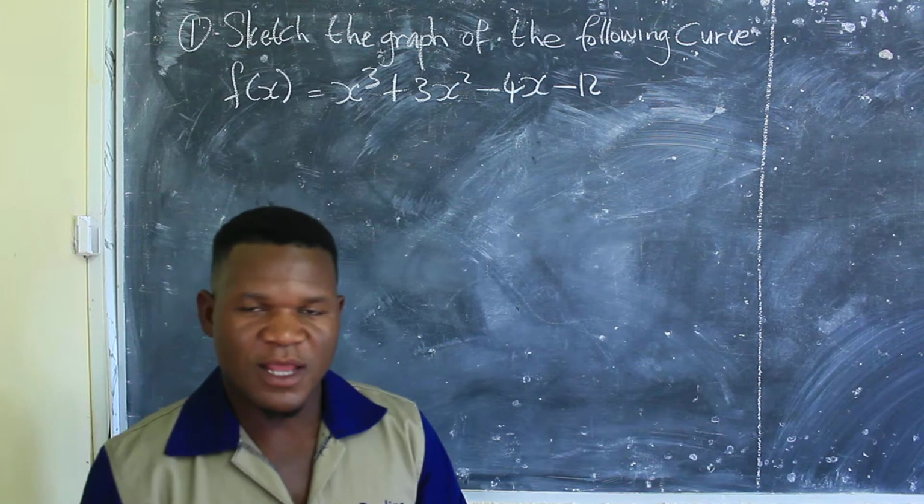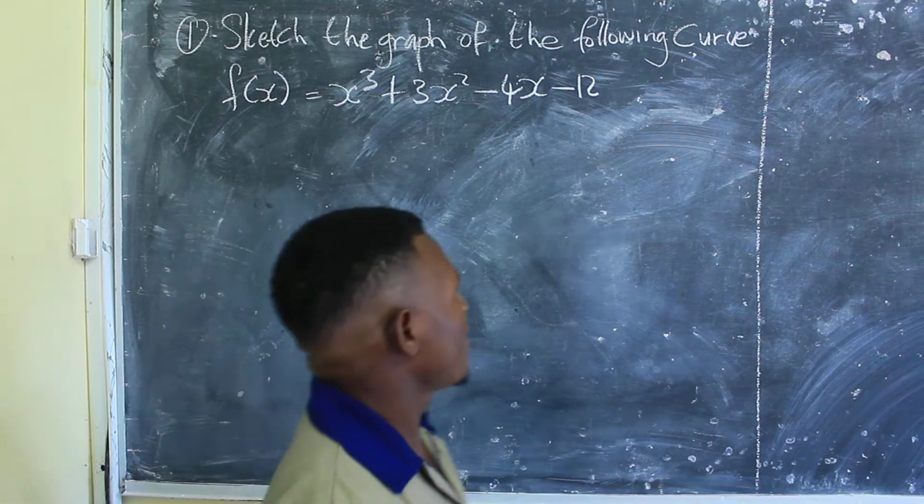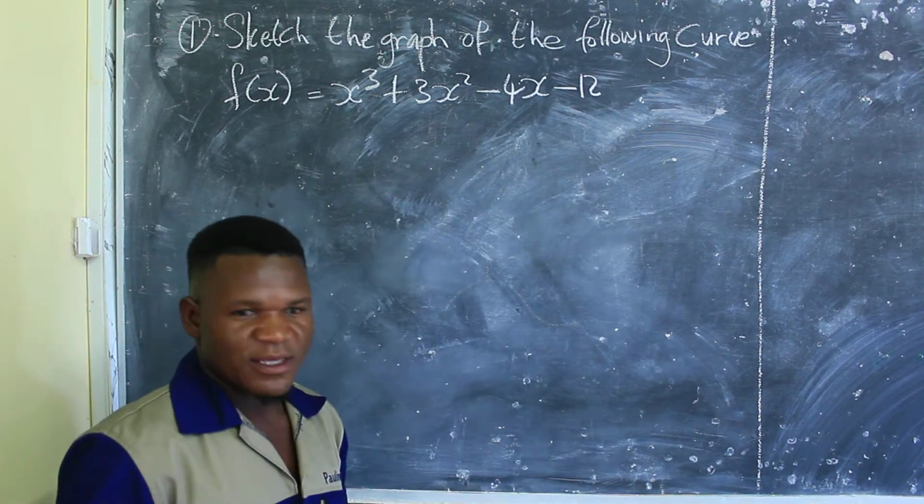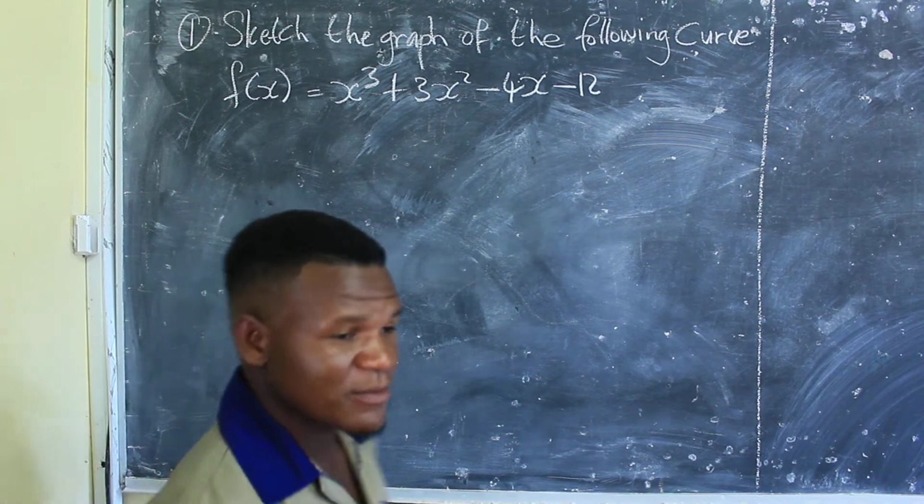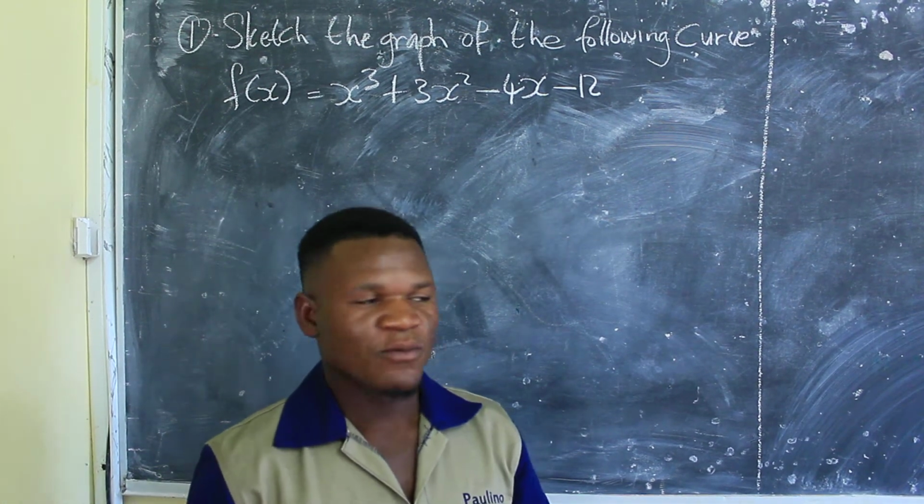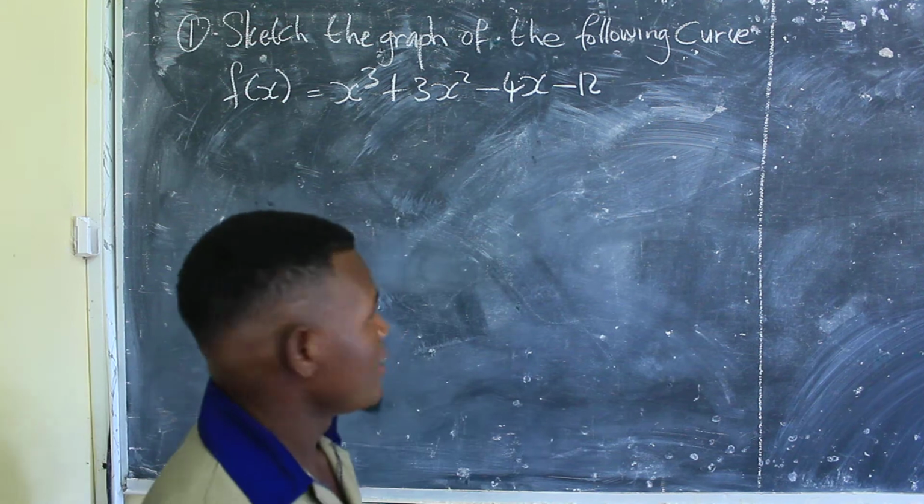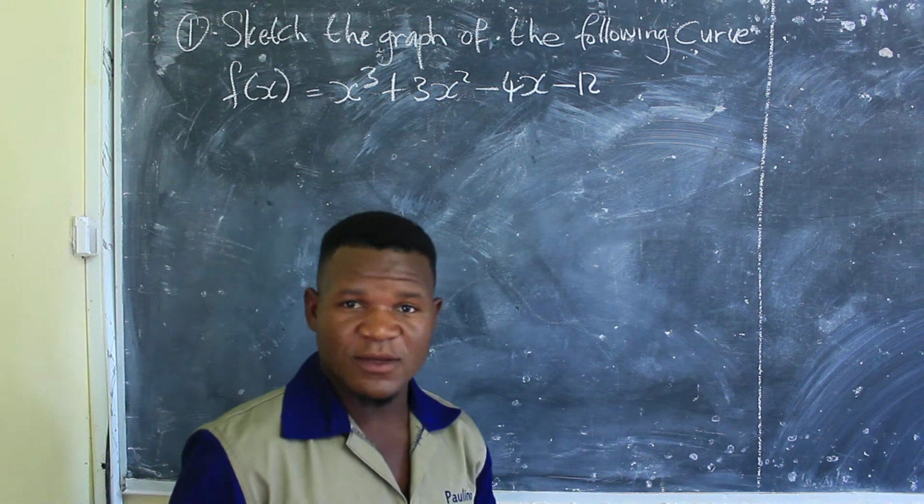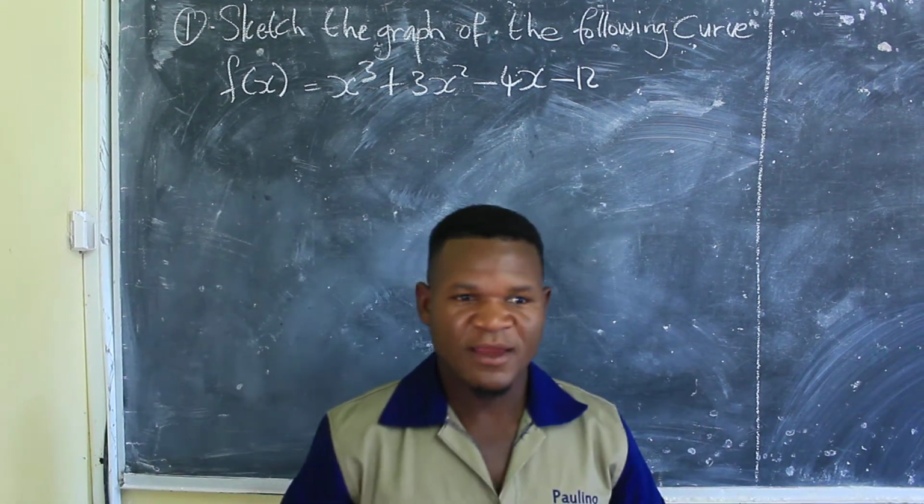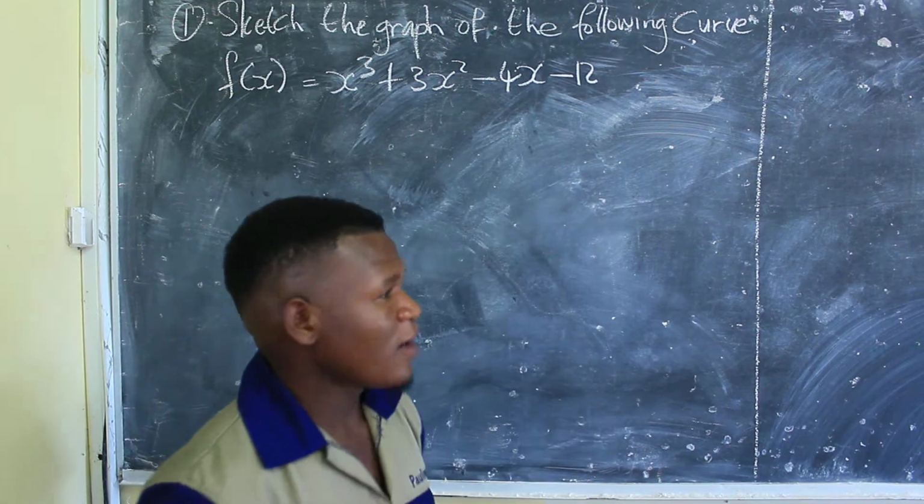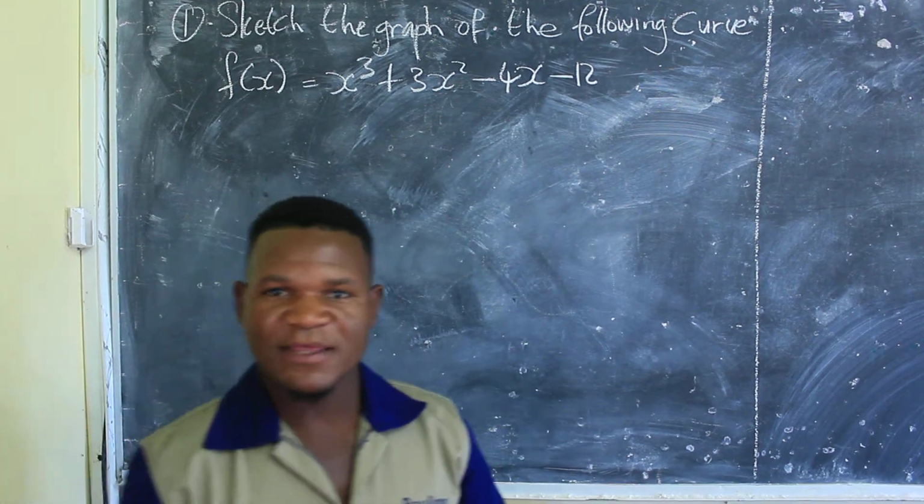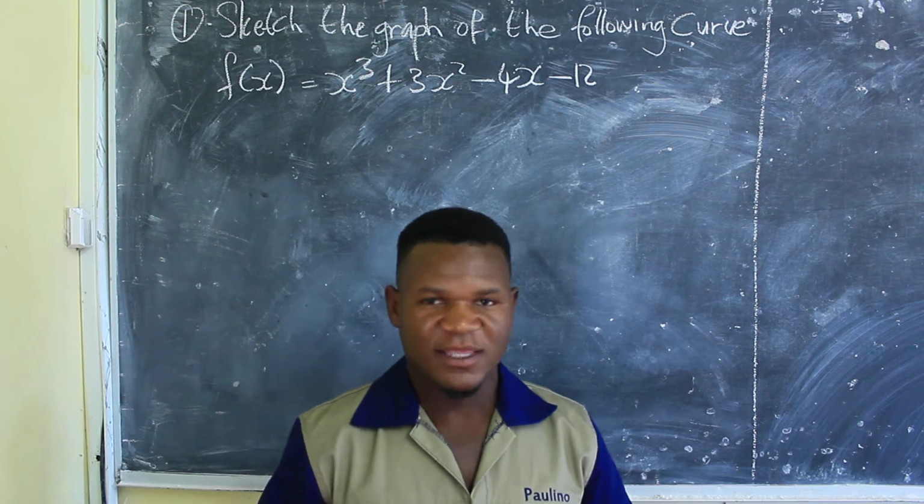Today we are going to look at how to sketch a cubic. A cubic is an expression or a polynomial that has the highest degree, which is to the power of 3. Now, first of all, we need to get the values of x where y is 0. Now, how do you do that? You apply the remainder theorem.